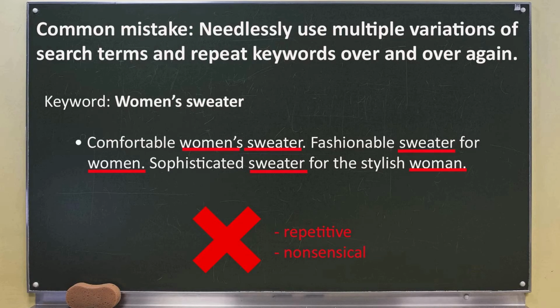For example, a bullet point overstuffed with keywords will look something like this. Keyword: women's sweater. Comfortable women's sweater. Fashionable sweater for women. Sophisticated sweater for the stylish woman. You'll notice how the keyword sweater is repeated multiple times and how variations of the search term women are forced into the writing. This tactic is problematic because it leads to a description that's repetitive and nonsensical.